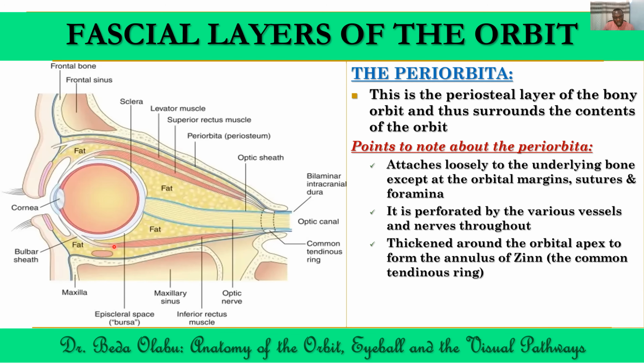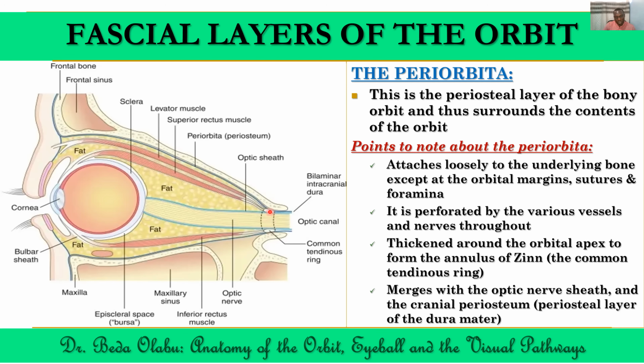Now, the periorbita is thickened around the orbital apex. So at this level, the orbital apex, the periorbita is quite thickened. And that thickening of the periorbita around the orbital apex is what constitutes the common tendinous ring, which is also known as the annulus of Zinn. So that common tendinous ring that we already talked about is actually a circular thickening of the periorbita around the orbital apex.